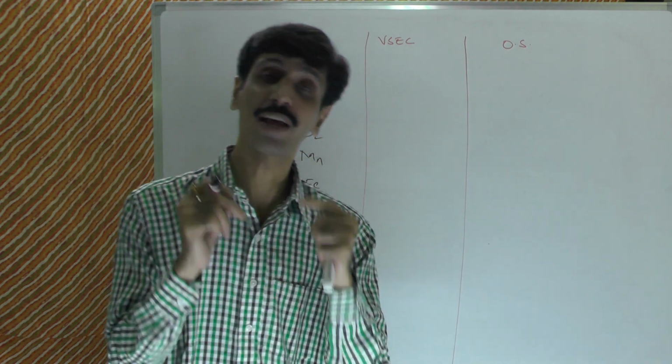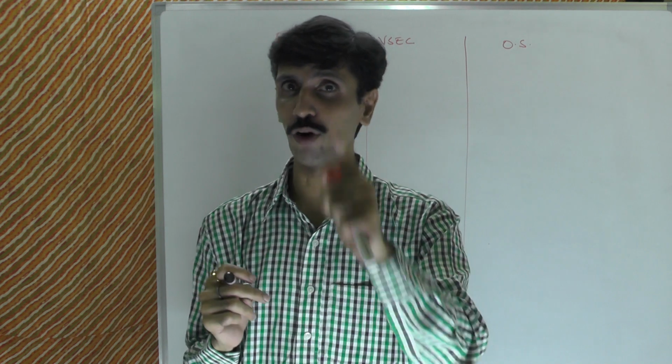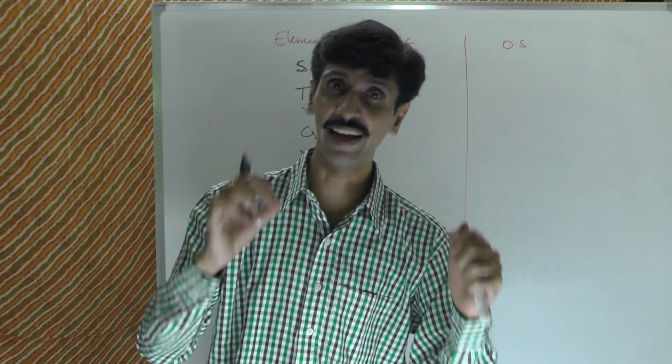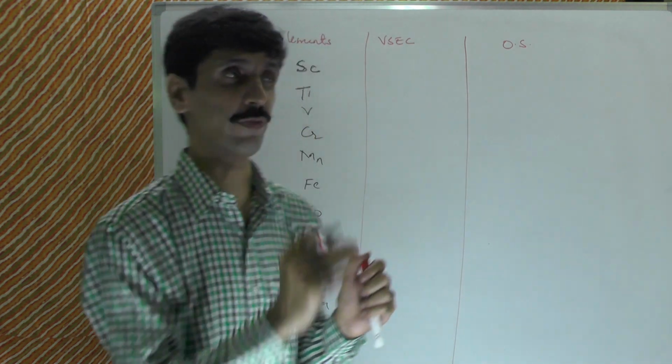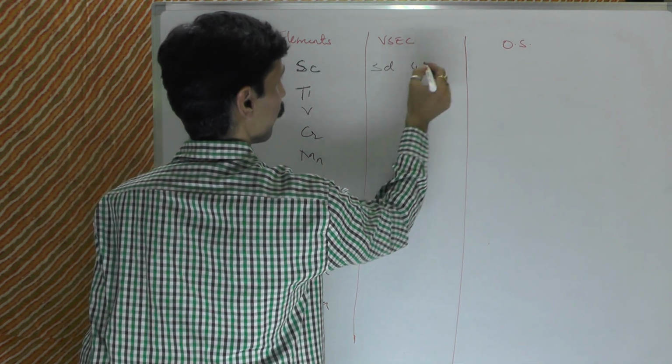Now here, because it is the first transition series, that means what will the value of n be? 4. And if the value of n is 4, that means n minus 1 is equal to 3. So we are going to talk about 4s as well as 3d. So we start with, we have 3d and we have 4s.